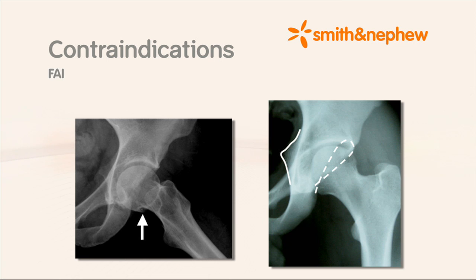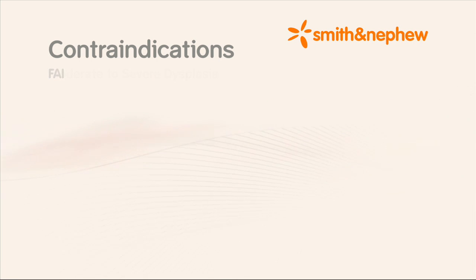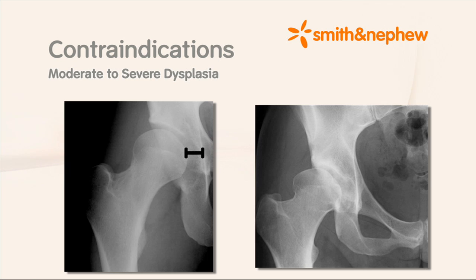Posterior extension or posteriorly based cam lesions are also difficult to access arthroscopically and may be better managed with an open surgical dislocation. Although borderline dysplasia can in some instances be approached arthroscopically, moderate to severe dysplasia and dysplasia with a break in Shenton's line or lateralization of the femur greater than 1 centimeter should be evaluated by an open surgeon and considered for periacetabular osteotomy when appropriate.